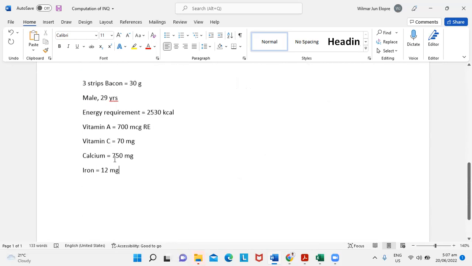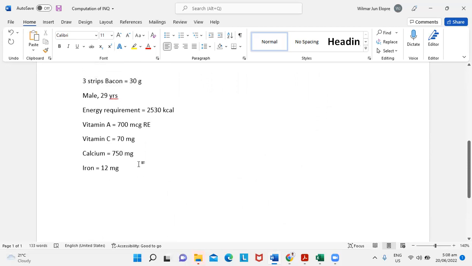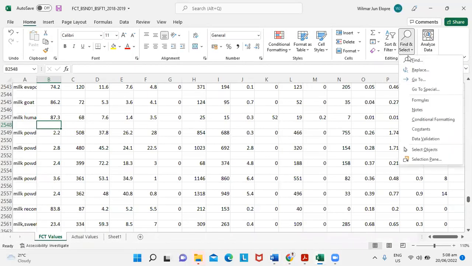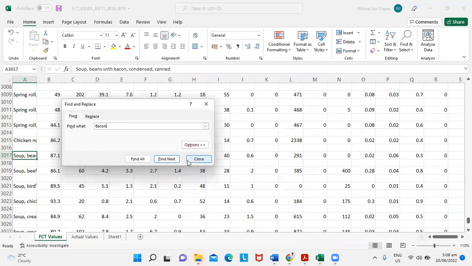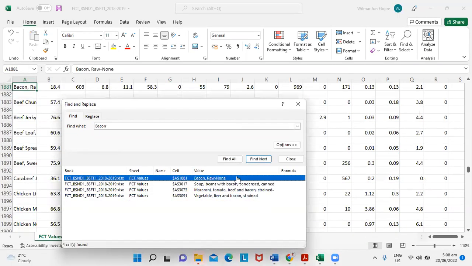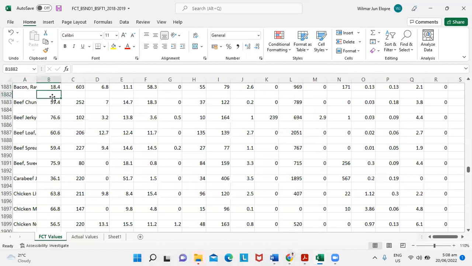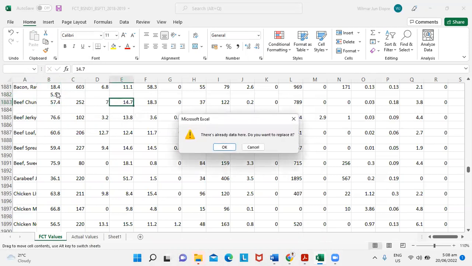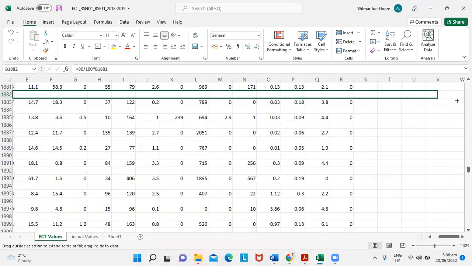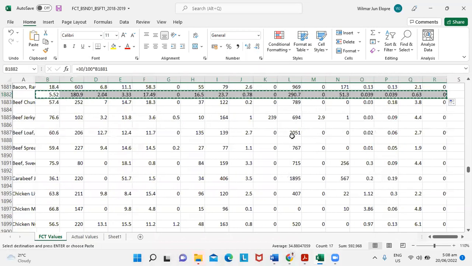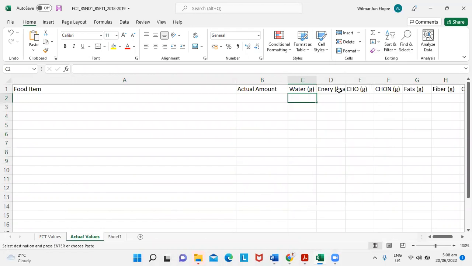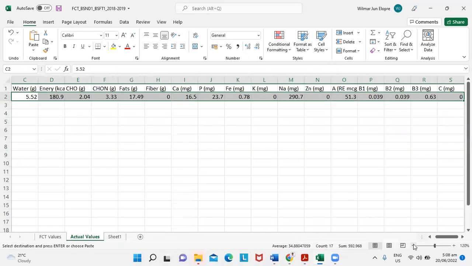Okay. So next atong i-determine is the FCT. Okay, ang FCT content aning 3 strips of bacon. Okay. So, atong i-open ang file for our FCT bacon. So 30 divided by 100 times, click na to sa taas and enter. And sorry, drag na to pa right. And copy. And atong i-paste dito, no? Okay. Para makita na to clearly ang iyahang nutrient content.